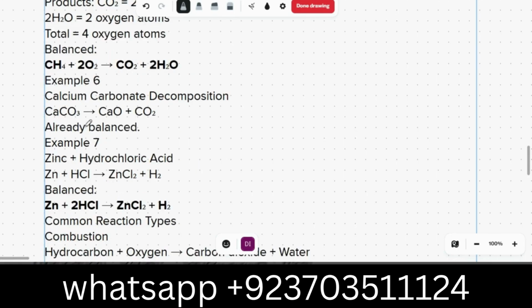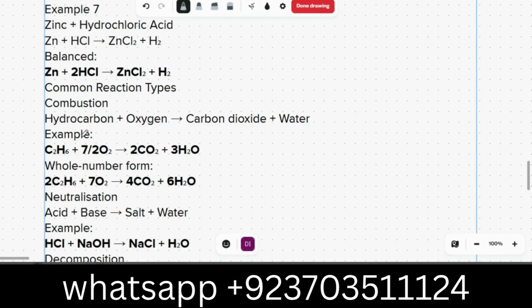Calcium carbonate decomposition. Calcium carbonate will give us CaO plus CO2, that is already balanced. Next, zinc chloride, ZnCl2. Here we can see Zn has a charge of plus 2. How many chlorine are there? There are 2 chlorines. On the reactant side there is 1 chlorine, so we will multiply by 2. That will give us 2 HCl, which gives 2 chlorine atoms and 2 hydrogen atoms, and that is balanced.